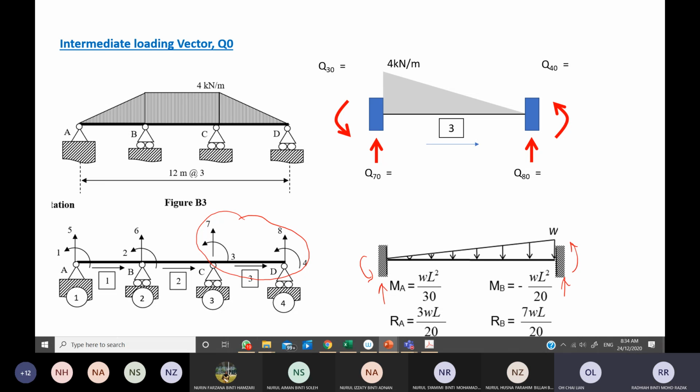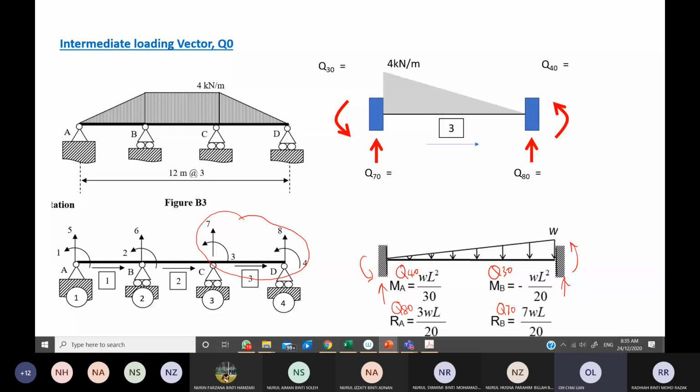Therefore for Q3 naught it will be MB, for Q4 naught it will be MA. Similarly, Q7 naught will be RB, and Q8 naught will be RA. Can you follow? Yes, doctor. We cannot follow the template directly, because the loading is opposite with our loading. So you need to also mirror this formula.